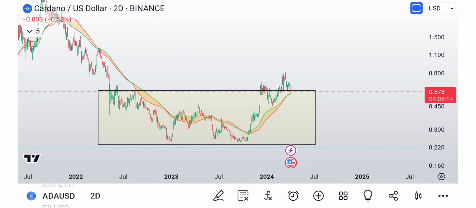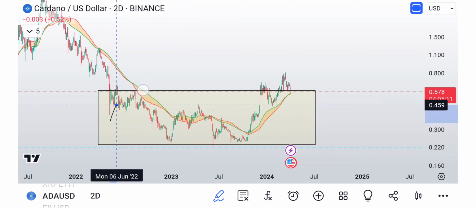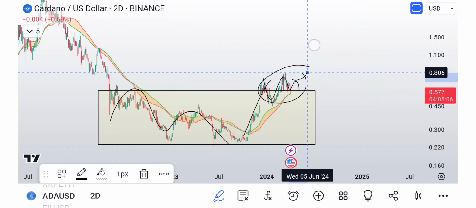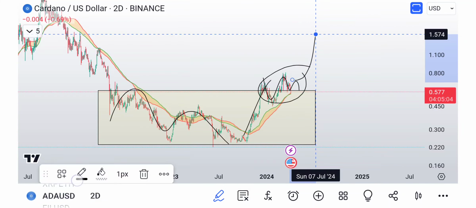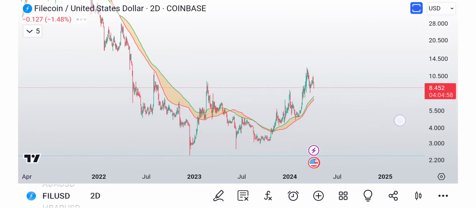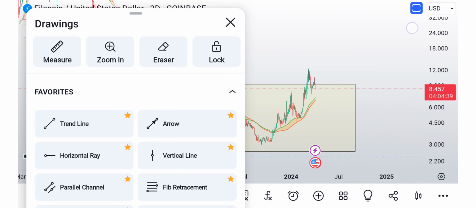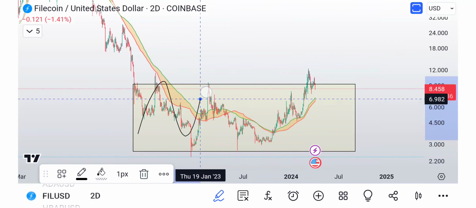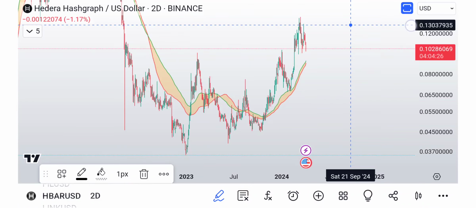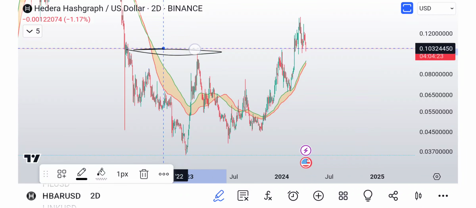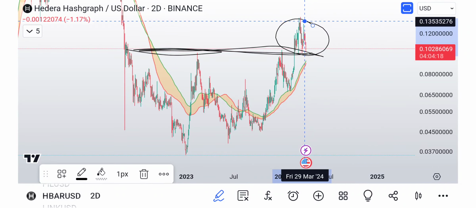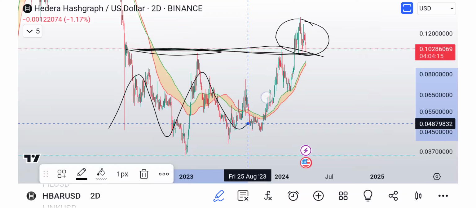Because with ADA, we have this Wyckoff accumulation here. We come back up. We're dancing around in here before that breakout. Same thing with Theta Fuel. Let me show you with Filecoin. Same thing with Filecoin, we have this Wyckoff accumulation. We come up here. We're dancing around in here before we break out. Same thing with HBAR, but you could see HBAR broke out, and now it's kind of back testing. It's waddling around in there after this Wyckoff accumulation.